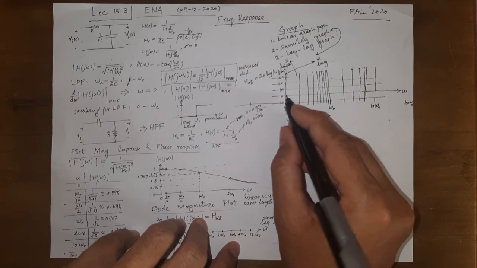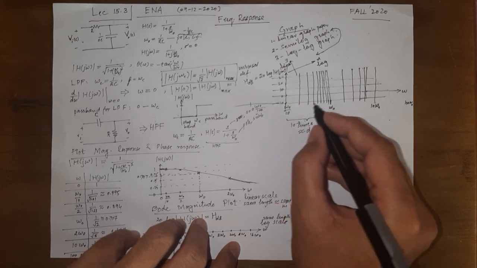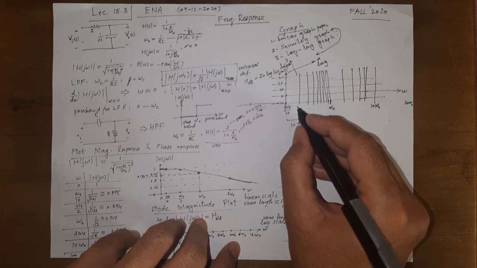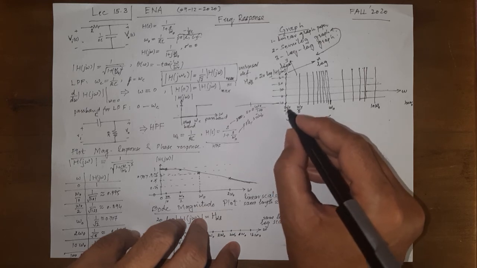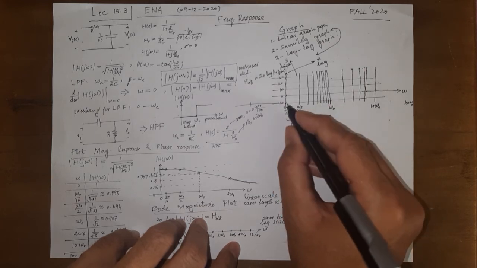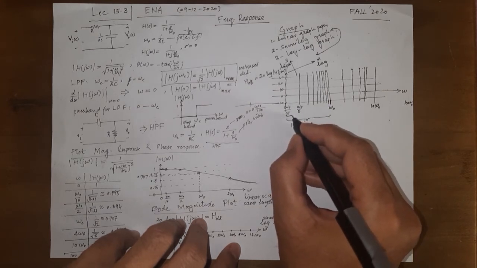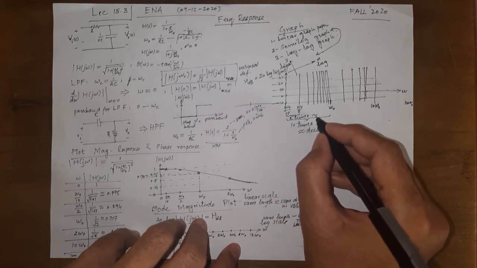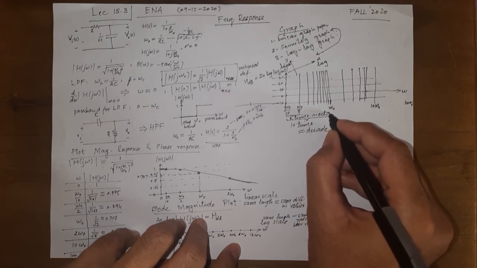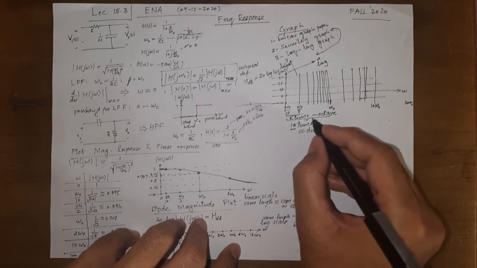And if you look at these two lines being marked, the largest distance seen on a semi-log graph paper is a distance of 2 times. If this is omega naught, this is omega naught by 10, and this is 2 times this value. This distance of 2 times has a name, and it is called an octave. 10 times a decade, 2 times an octave.